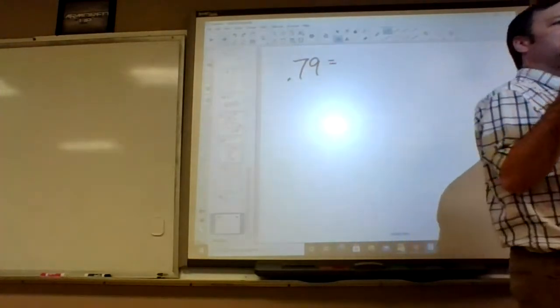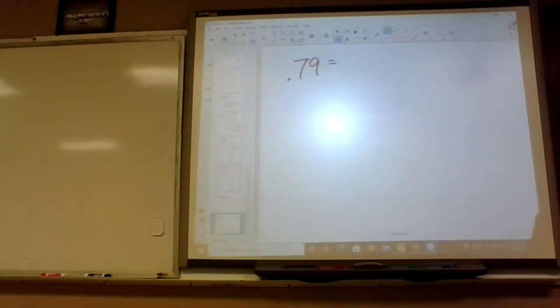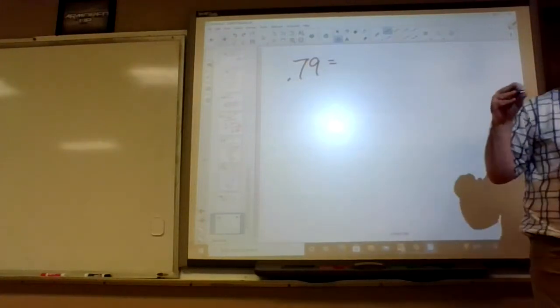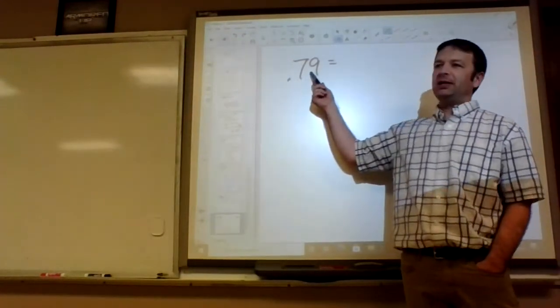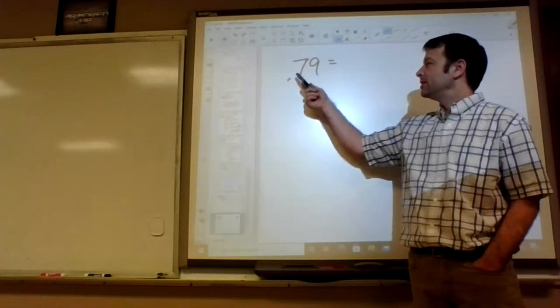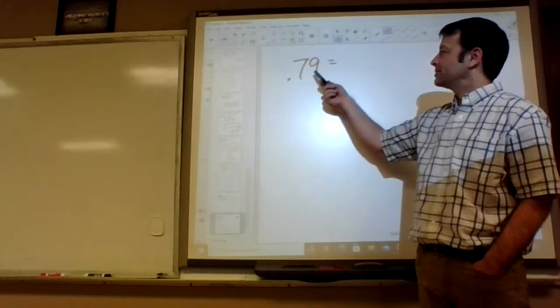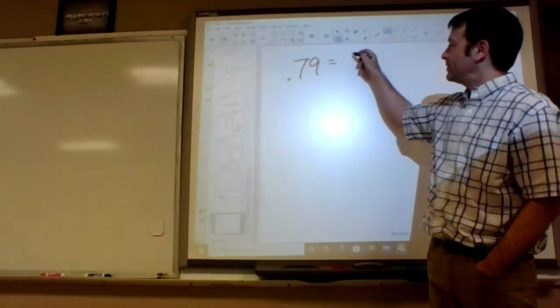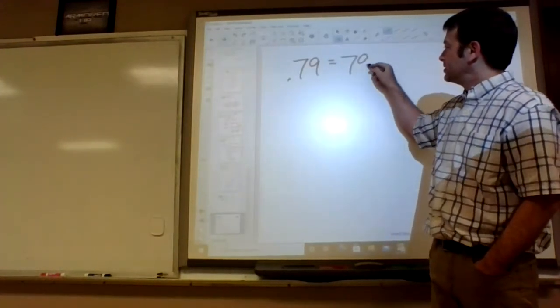Okay. This lesson's about percents. Some of this will be review. How do I change a decimal into a percent? You move it two places. Oh, yeah. 1, 2. So 0.79 is 79%.